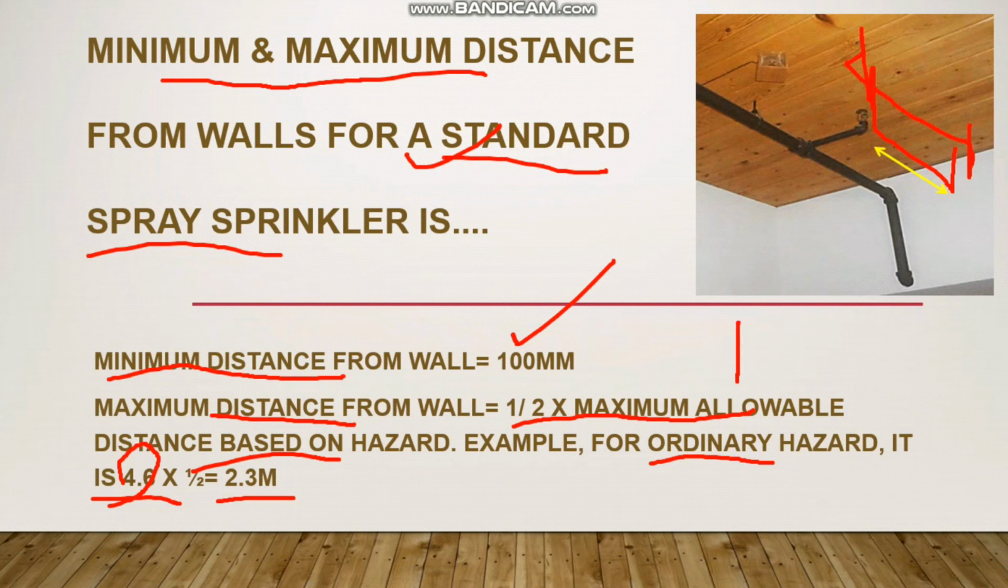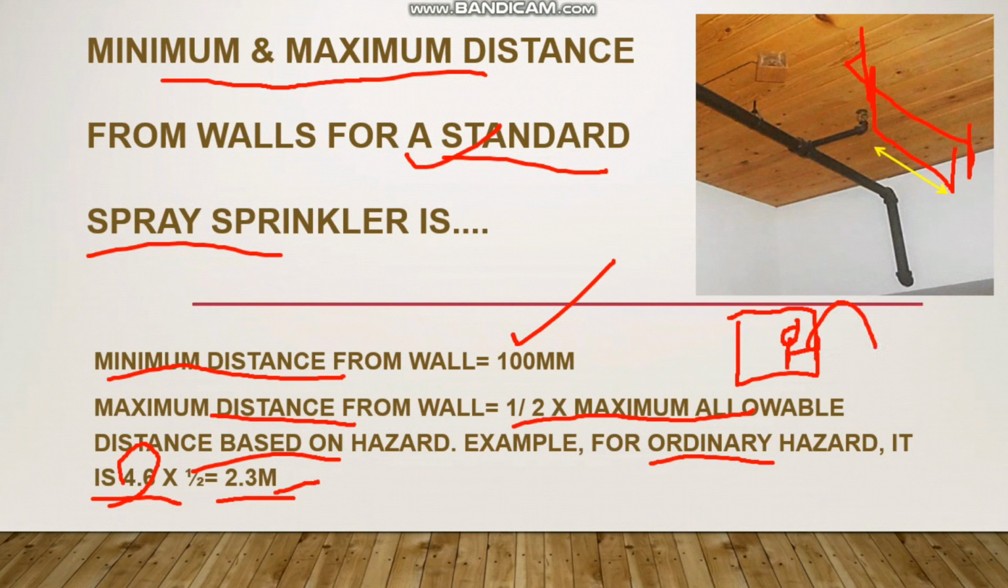Okay, for example, I can show you the diagram. So here you have the sprinkler. This is the maximum distance from the wall to the sprinkler, it should be 2.3 meter for the ordinary hazard. But the problem is, if you make it 2.3 meter, surely you will get the dead zone in the corner of this point. Okay.